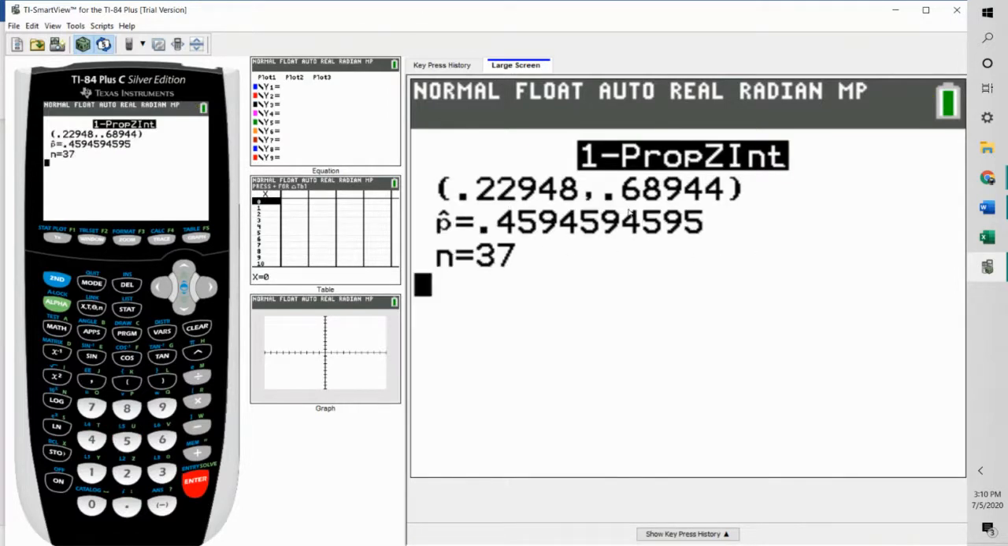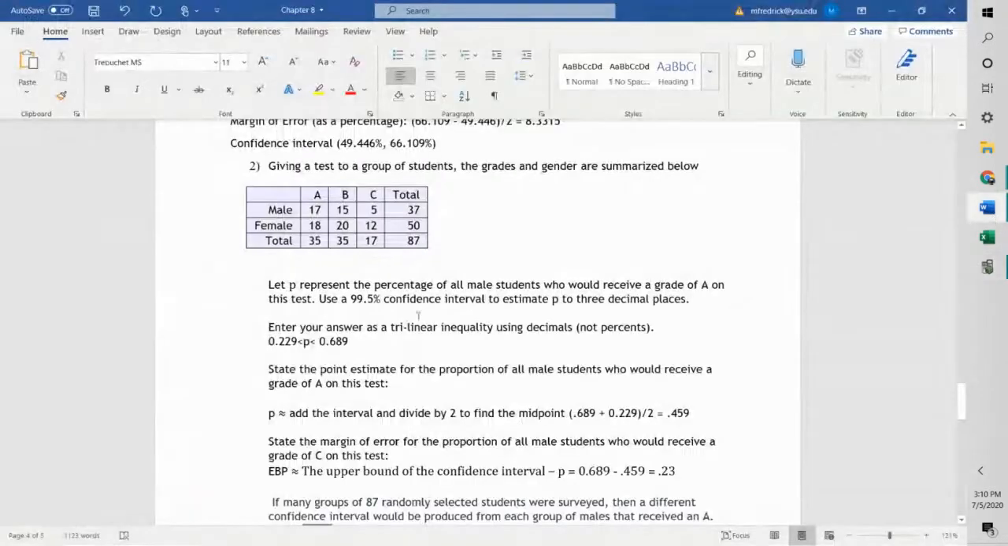So this would be your, now this one said to leave it as a decimal. So it's 0.22948 and 0.68944. So that was our interval. It also said trilinear rather than an equate or a interval. It wanted the trilinear inequality. That also tells you to have inequality signs.